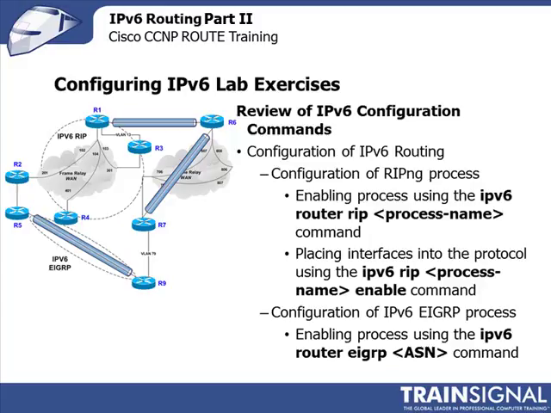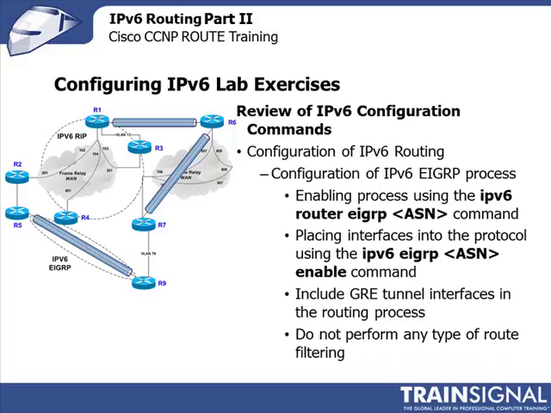Then, because we'll be using a GRE tunnel between R5 and R9, we'll be able to use that as part of our EIGRP process. So we'll start the IPv6 router EIGRP ASN command. We'll enable the process underneath the interfaces with IPv6 router EIGRP autonomous system number, starting the process, and not doing any type of route filtering, which is basically going to be standard throughout most of this.